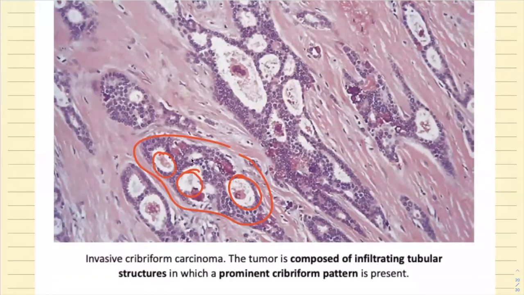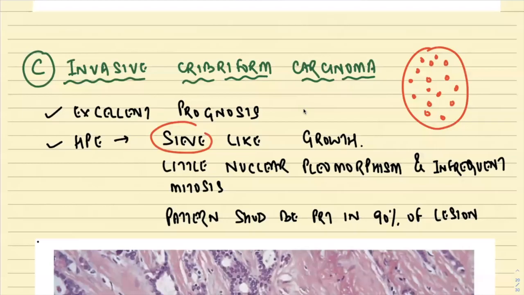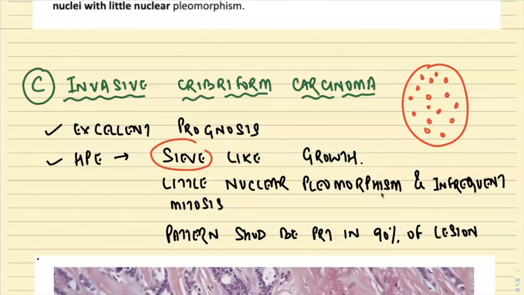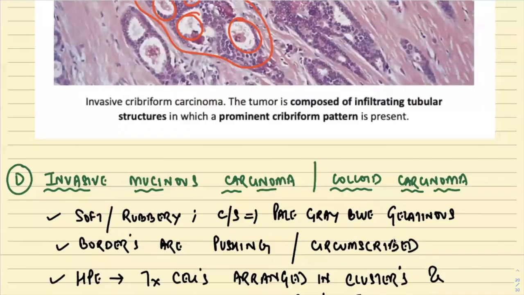This is called the cribriform pattern. Can you appreciate? This is the cribriform, as if you are sieving. Okay, this is your cribriform pattern. Again, this has a very good prognosis, just like the tubular variety, and this pattern should be present in 90% of the lesion, so as to label it as invasive cribriform carcinoma.